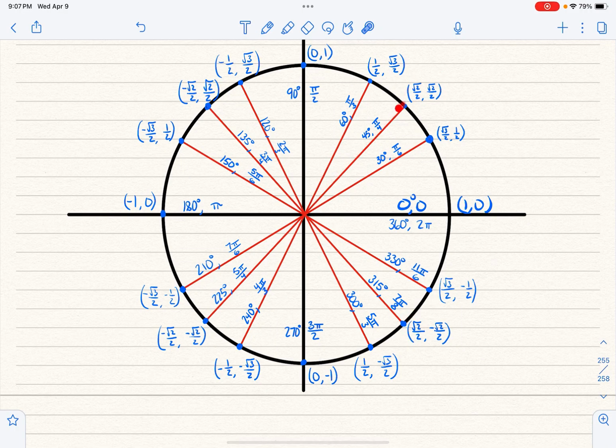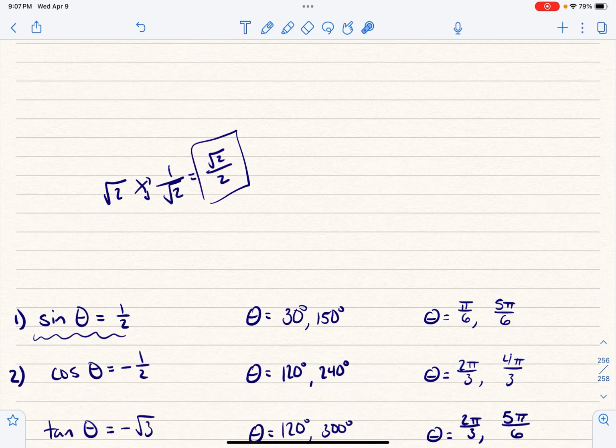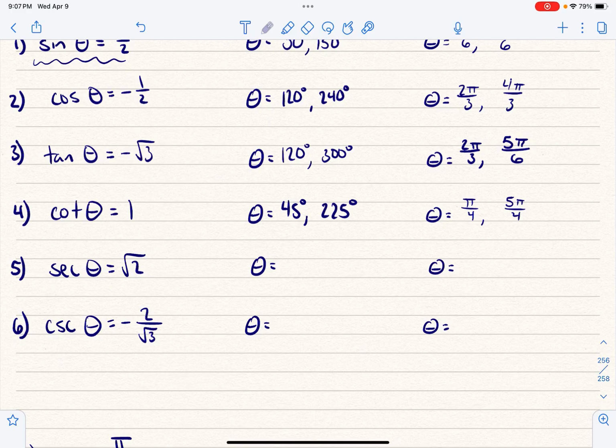So that happens at 45 degrees and at 315 degrees. So those are my two answers: 45 degrees and 315 degrees. 45 degrees is the same thing as pi over 4. 315 degrees is the same thing as 7 pi over 4.